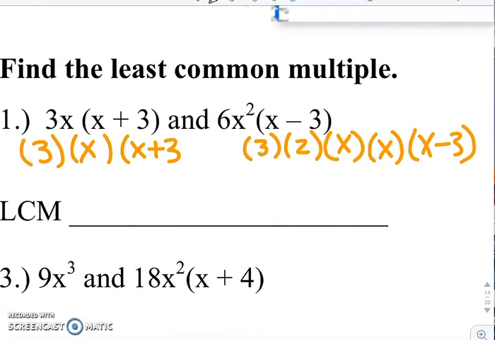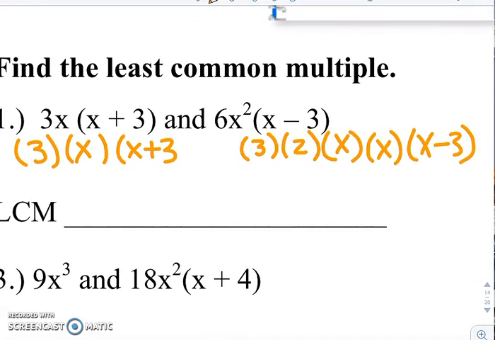When I say the highest number of times one factor occurs, when we're looking at this, I see 1, 2, 3 x's. But the highest frequency that the x occurs in one of the expressions is twice. So our common multiple needs to have 2 x's. So yes, there's 3, but the most that one of the expressions has is 2. So that's going to be the lowest common.